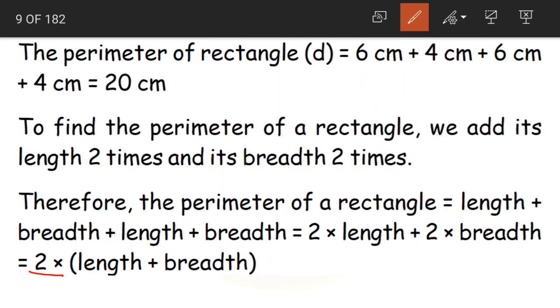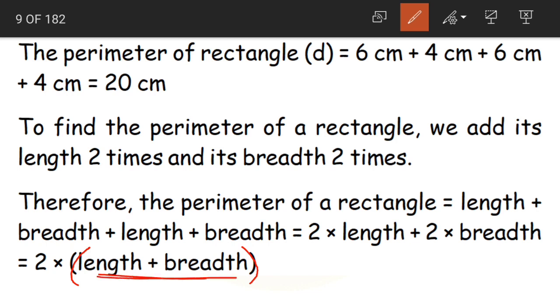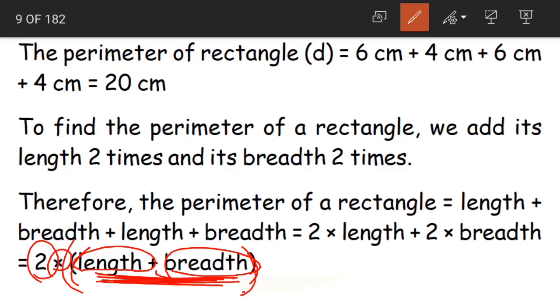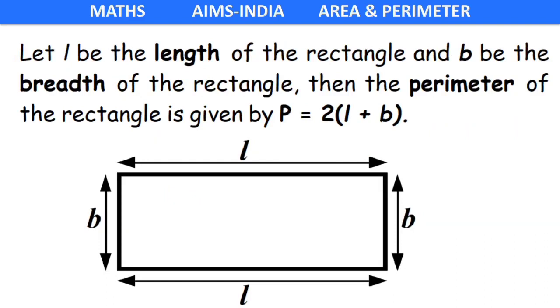What is it children? 2 into brackets open length plus breadth. And again it is important that you are placing the brackets. Why? Because when you are writing something inside the brackets, that means you have to do the task first. That means first we have to add the length and breadth together. Only after adding them, we have to multiply by 2. Understood children? The brackets are important. Why? Because first we have to add the length and breadth together, and to that sum we will multiply by 2. Is this clear children? 2 into length plus breadth is the perimeter of a given rectangle.